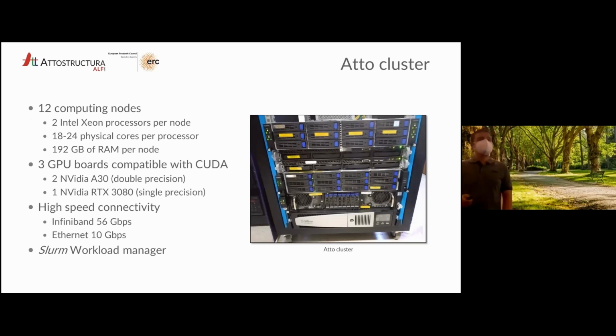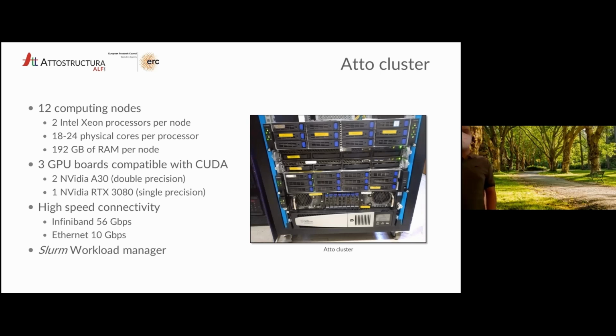Well, here you can see the computing cluster that we use to run most of our simulations. It has at the moment 12 computing nodes. 8 of them have been funded by the Attostructura project. Each node has 2 Intel processors. They have between 18 and 24 physical cores per processor and 192 gigabytes of RAM.